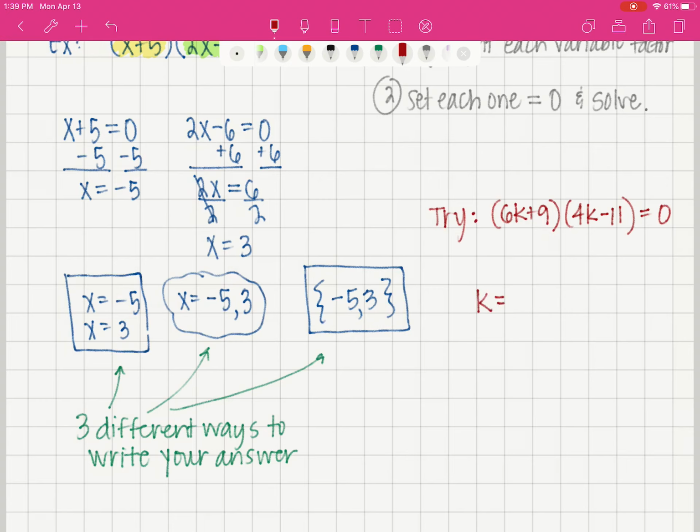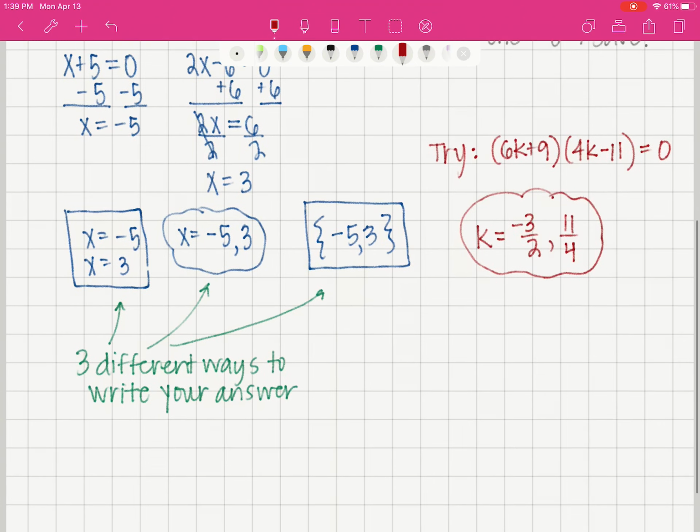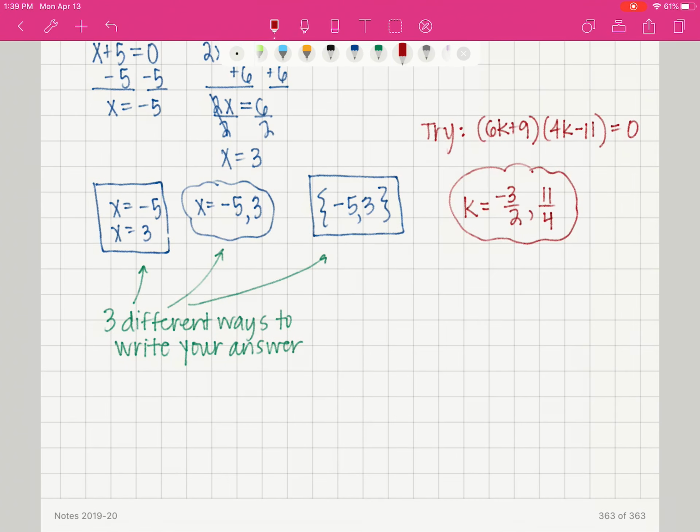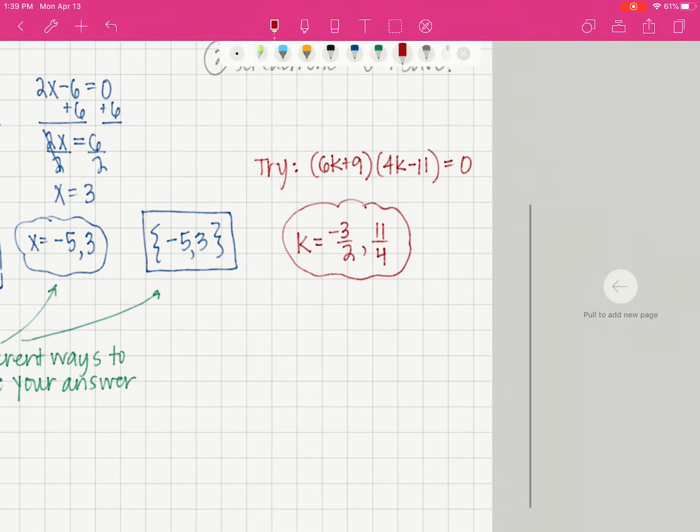Okay, so what I got for an answer is k equals negative 3 over 2 and 11 over 4. So hopefully you're right on track. If not, you're making yourself a note, and when we have live class meetings, you can bring that question up then. Meanwhile, we're going to go to another example.